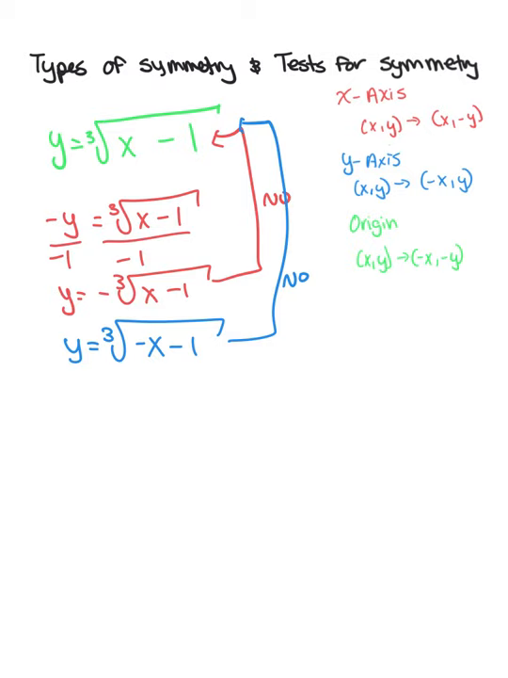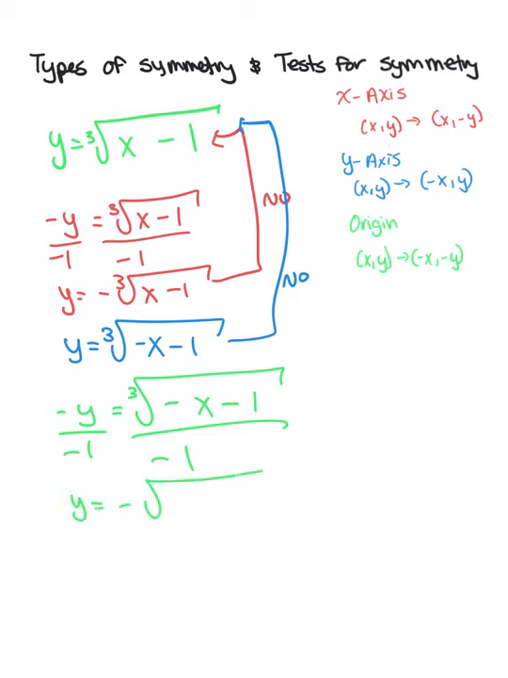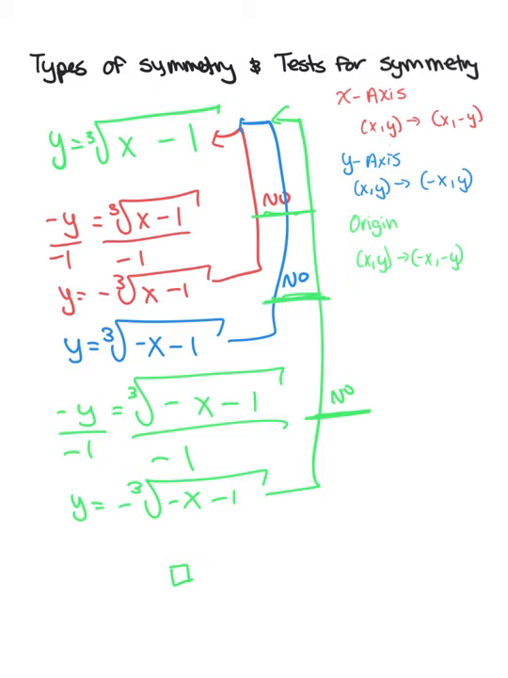So my last one tells me that I need to negate the y and negate the x. Again, I really don't like my y being negative, so I need to solve it for y. I've got to get y by itself. So y is equal to the negative cube root of negative x minus 1. Is this what I started with? No. So this is not symmetric with respect to the x-axis. It is not symmetric with respect to the y-axis. It is not symmetric with respect to the origin. So this one actually has no symmetry whatsoever. So when I asked for the symmetry on this, this would be none.